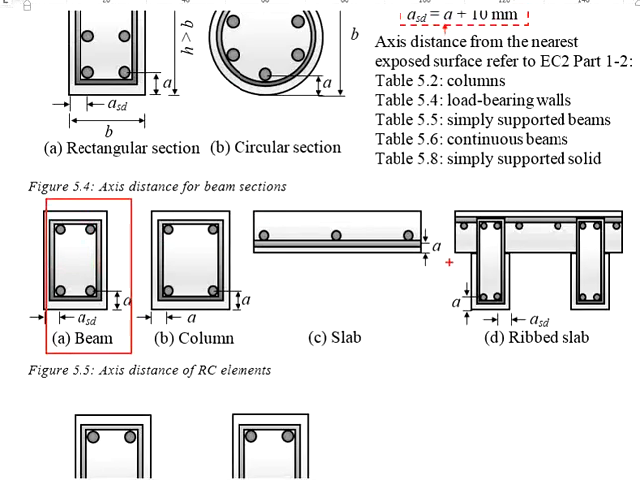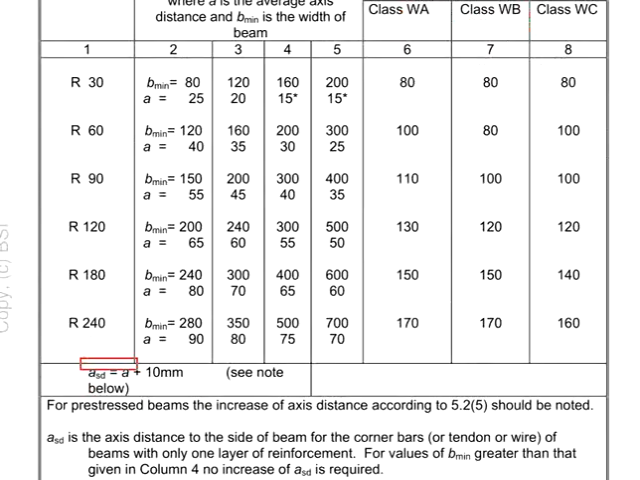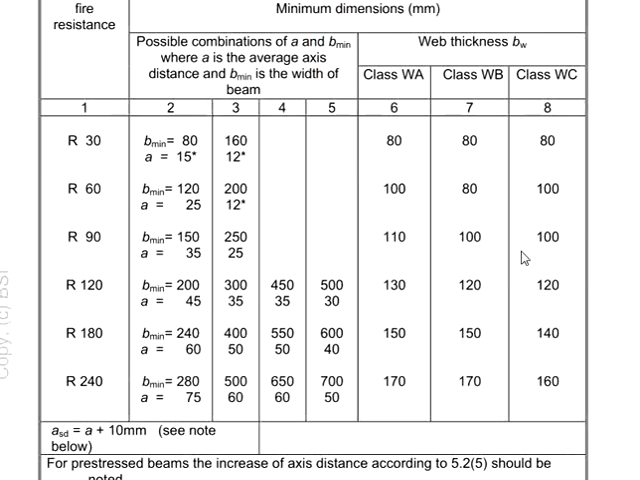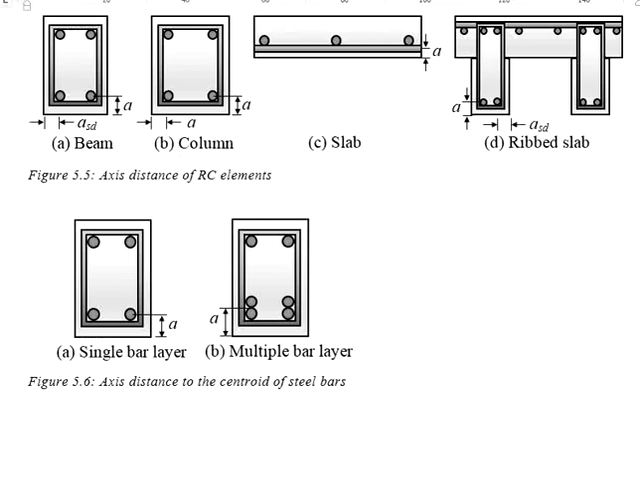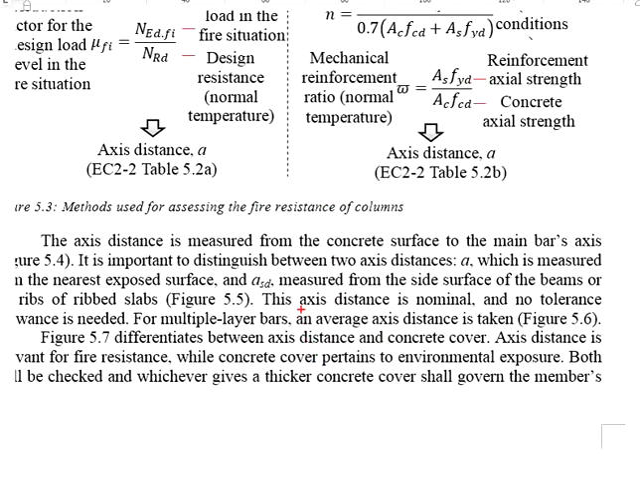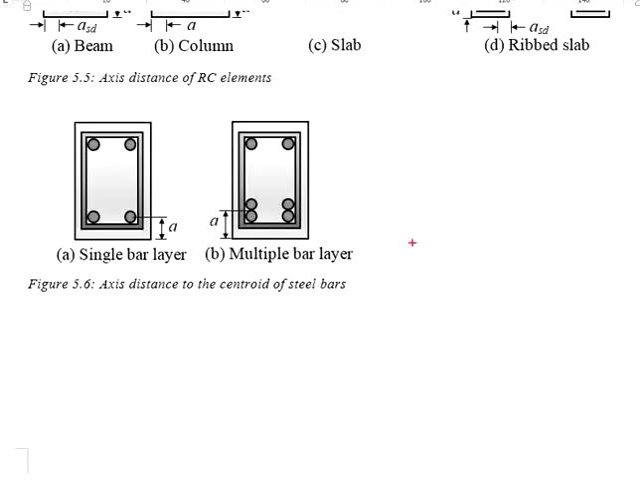It is only with beams that ASD will be required, where your ASD shall be equal to A plus 10. And bear in mind that you have to see the separator in the table, indicating to you that this column does not require ASD, and also these two columns do not require ASD. Now, in the case of multi-layer reinforcement being provided, for example, something like this, the average axis distance shall be taken. That means we are referring to the axis distance to the centroid of the multi-layer reinforcement bars.